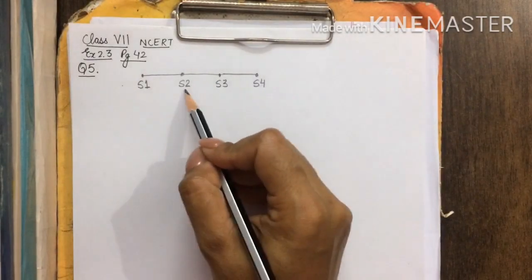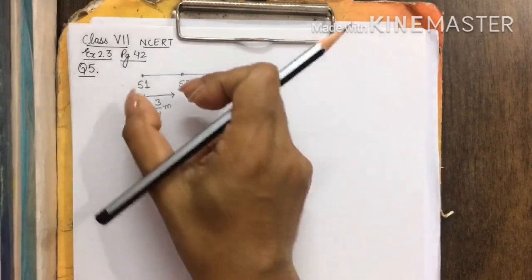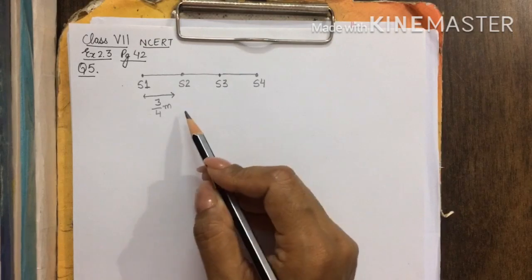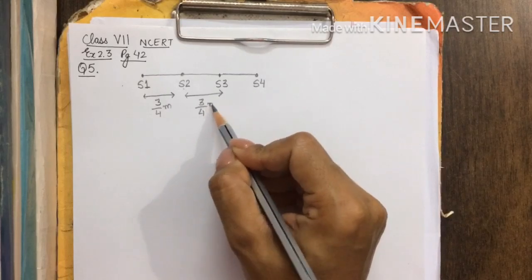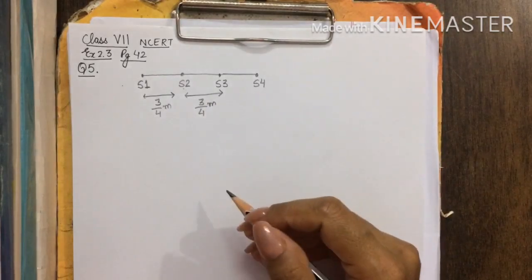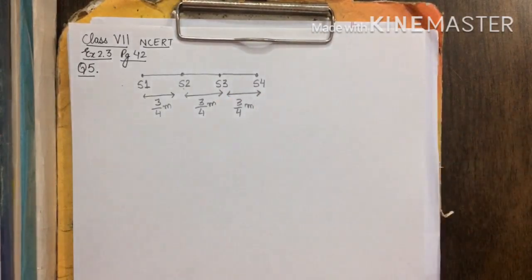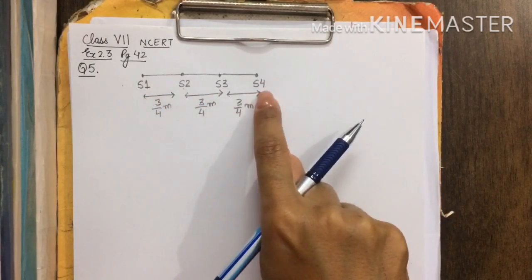The distance between 2 saplings, the distance between first and the second is 3 by 4 meters. So between these two, how far away they are from each other? They are 3 by 4 meters away from each other. Same way the second and the third baby plants, they are 3 by 4 meters away from each other. And then these two also are 3 by 4 meters away from each other. So you have to find out how far away is the first plant from the last one. So the first plant and the last plant, you have to find out how much is the distance between them.